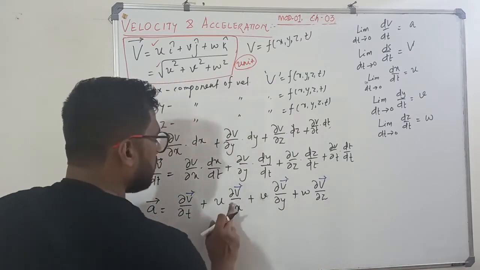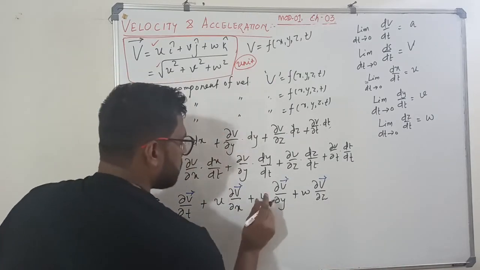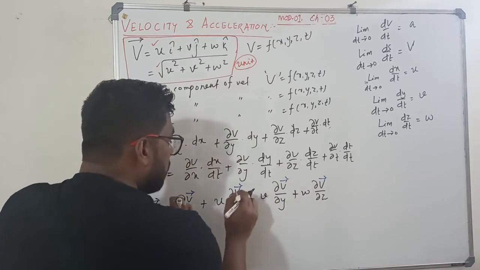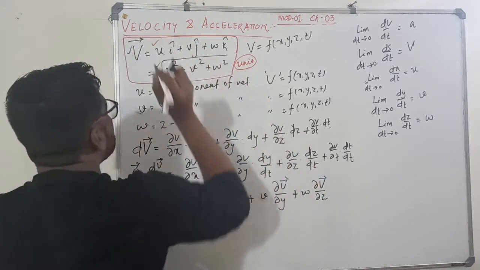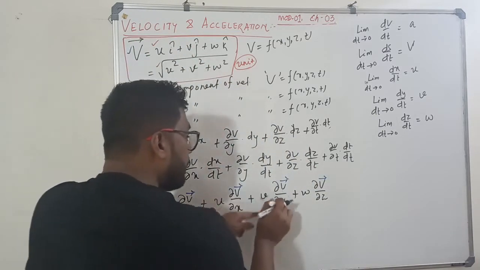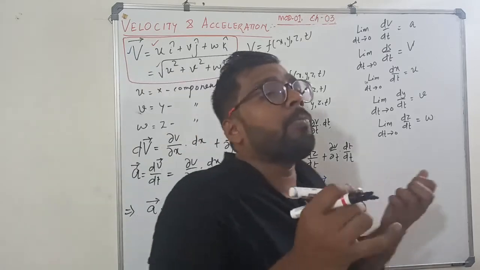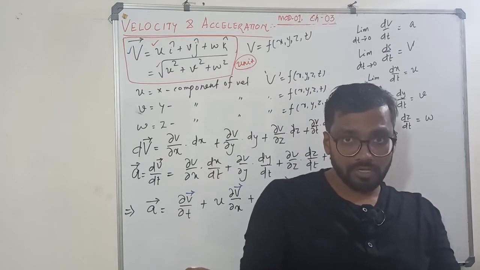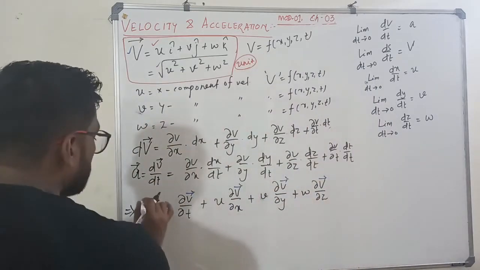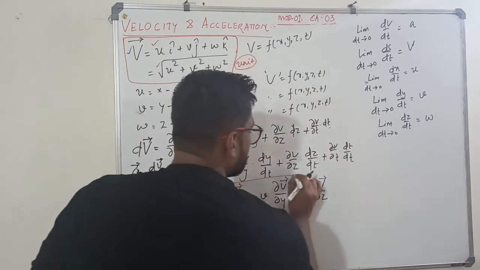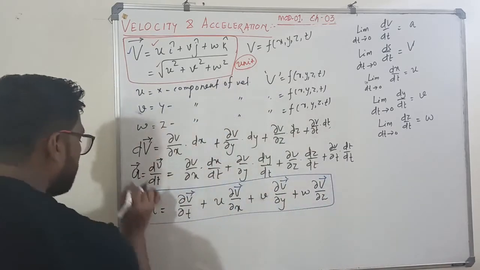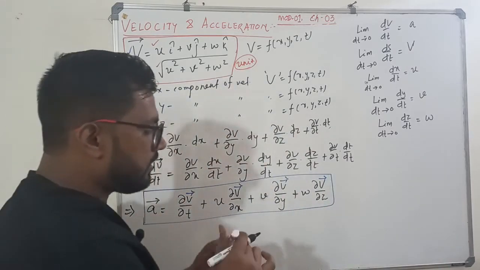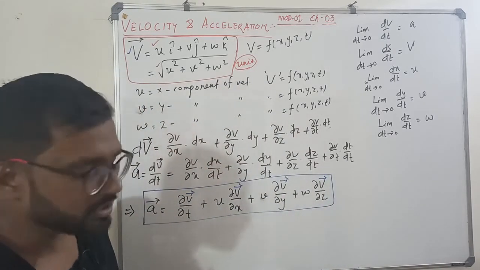So u ∂v/∂x plus v ∂v/∂y plus w ∂v/∂z, where this capital V is the velocity vector. u, v and w are the components of velocity along the x, y and z directions. So this is your acceleration. Here you might observe there is a term.